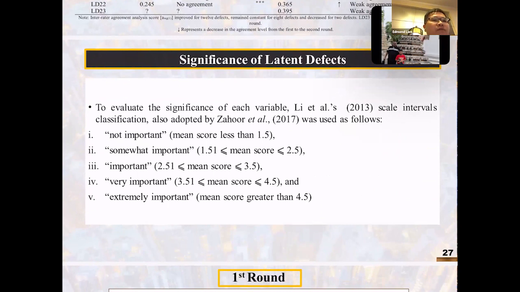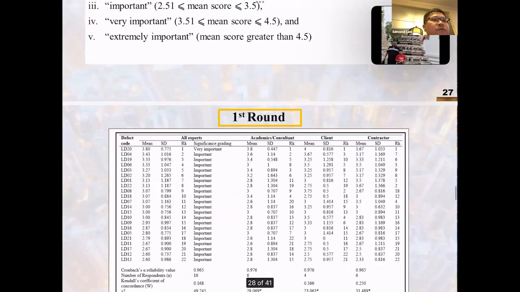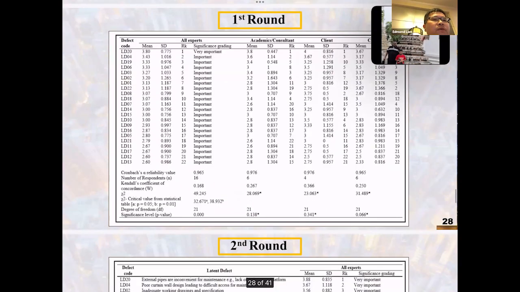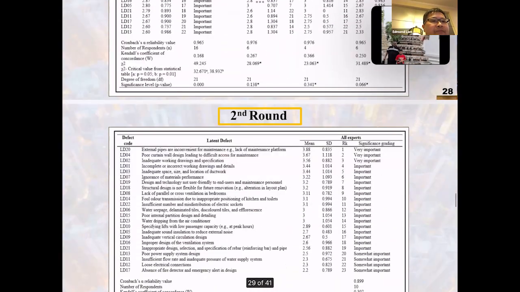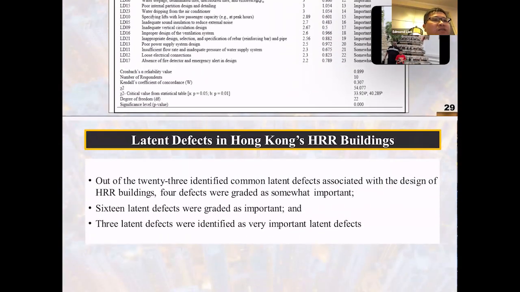Less than 1.5, not important. Between 1.51 and 2.5, somewhat important. Then important, very important, and if we have a score greater than 4.5, extremely important. So this table shows us the results of the first round as well as the second round, and we should be able to identify the latent defects.